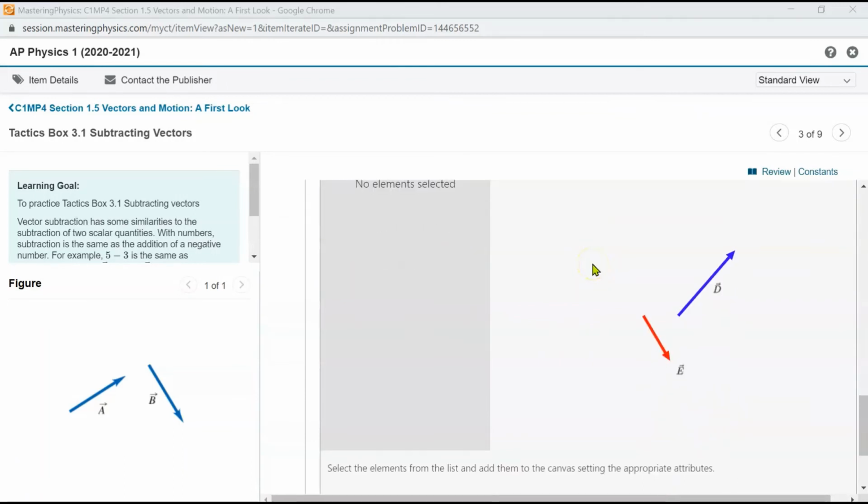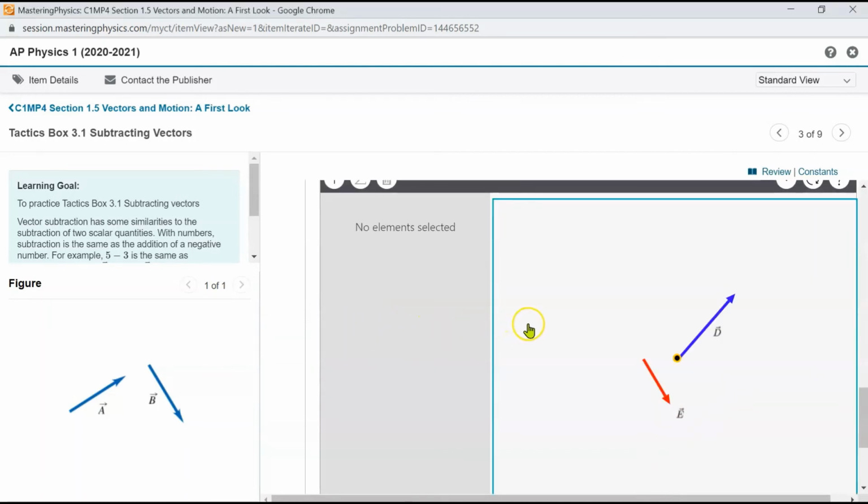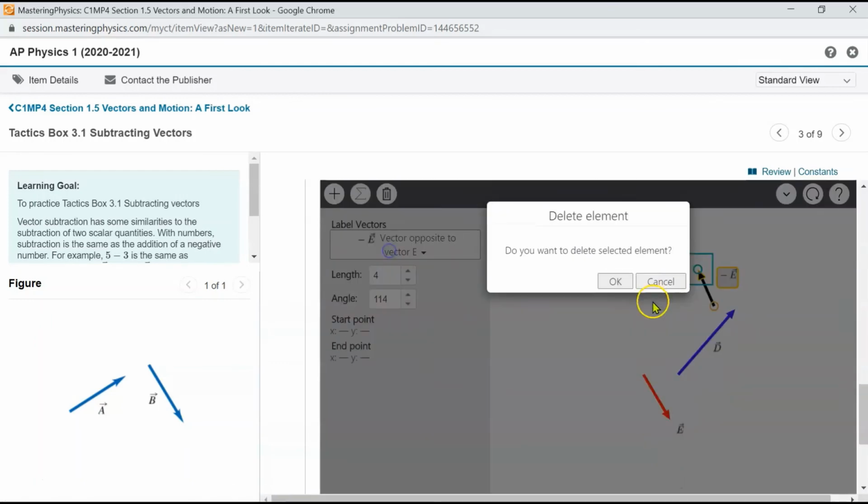So I think we're going to do the same thing. Vector D minus E. We need to make a negative E vector, the same magnitude as E but opposite direction. Okay, there's our negative vector. Now we're going to take it and put its tail. Oh shoot, I think I changed it. All right, let me trash that guy.